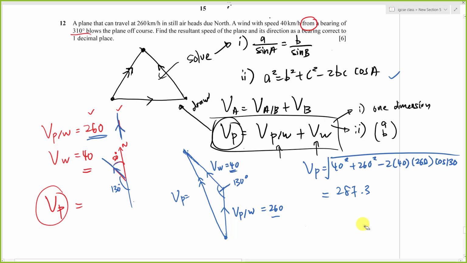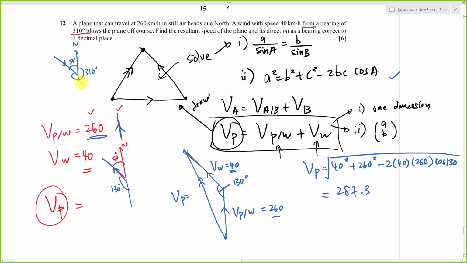And I got my answer wrong. I guess maybe my English is not good. Okay, I guess I'm misunderstanding the word "from". A wind is blowing 40 from the bearing of 310. This is north. This is 310. Blowing from the 310 should look like this, right? Yeah, this is 310, so it's from the 310. Then this is 50 degrees.